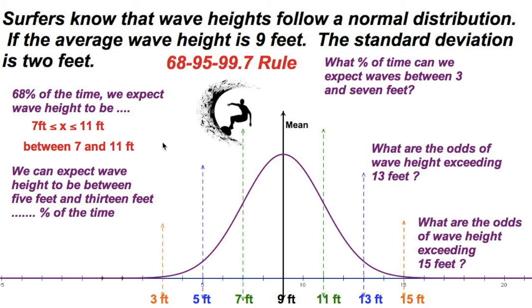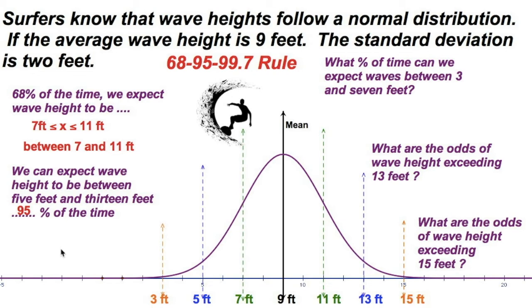All right, easy enough. Now we expect the wave height to be between 5, let me see, that's down here, and 13. What percent of the time? Gosh, another softball question. You know that's plus or minus 2 standard deviations. Look, you can just look right up there. It just about answers itself. And that's going to be 95% of the time.